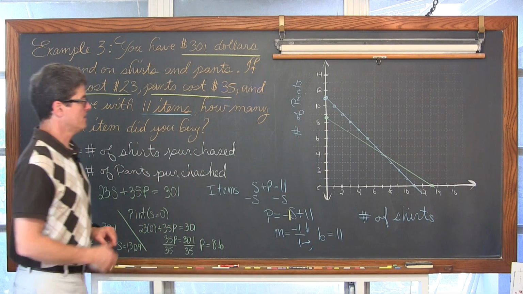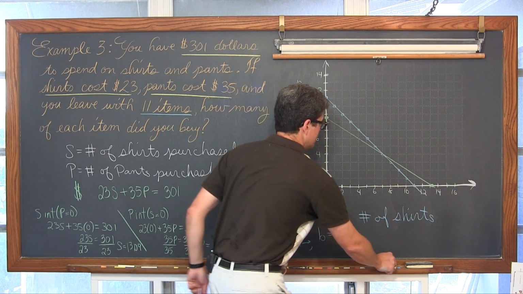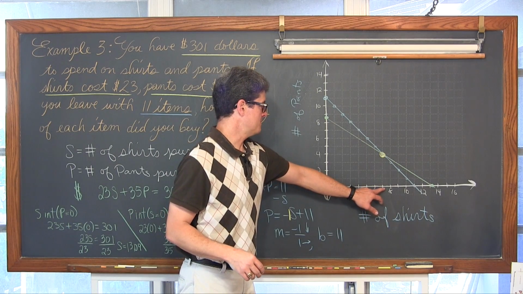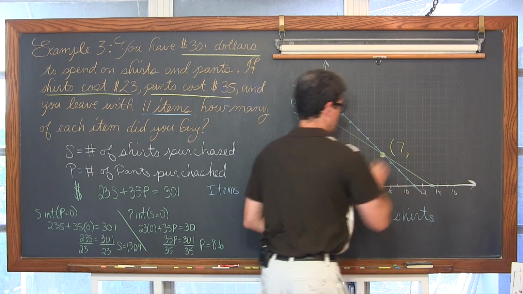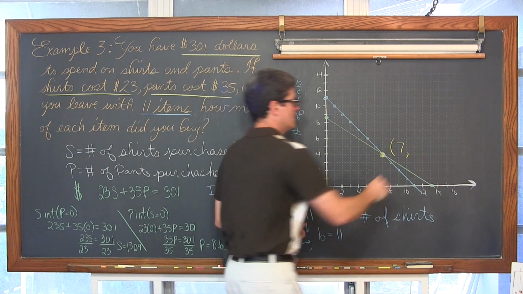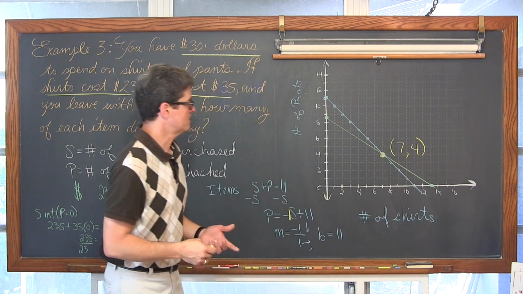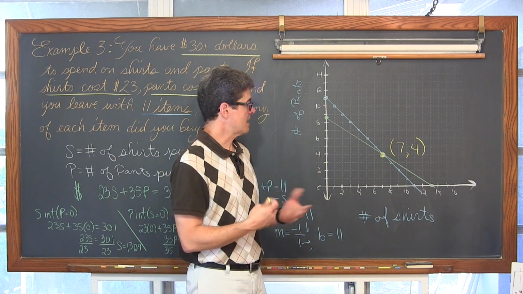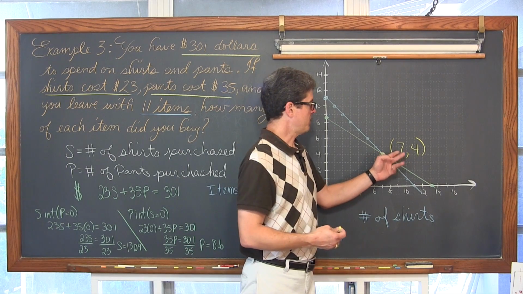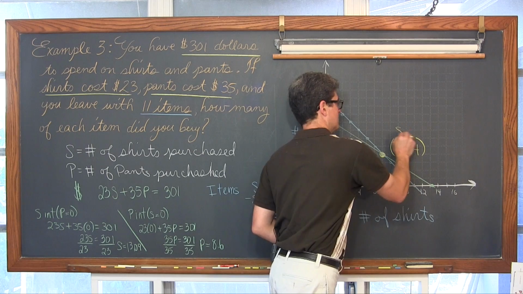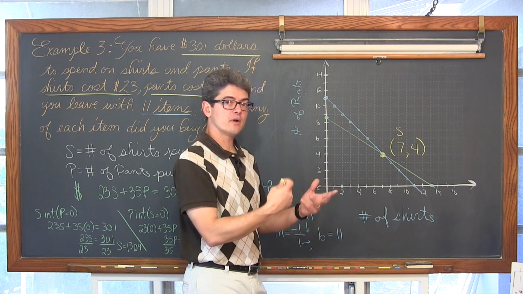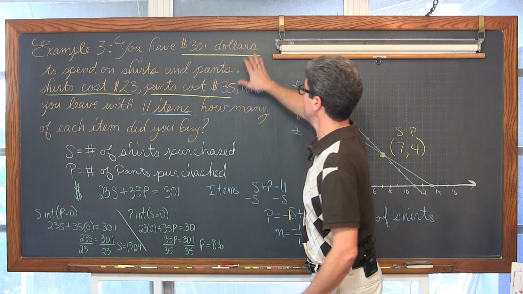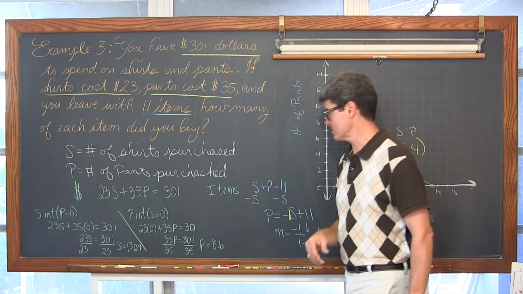And these two lines are intersecting at one particular point. It is right here. And it looks like if we purchase 7 shirts and 4 pair of pants, we are satisfying the condition that 7 plus 4 is 11. So we've bought a total of 11 items. Now what we need to do is make sure that when we plug in 7 for S, 7 shirts, and 4 being the number of pair of pants, that we are satisfying the condition that we're spending a total of $301.